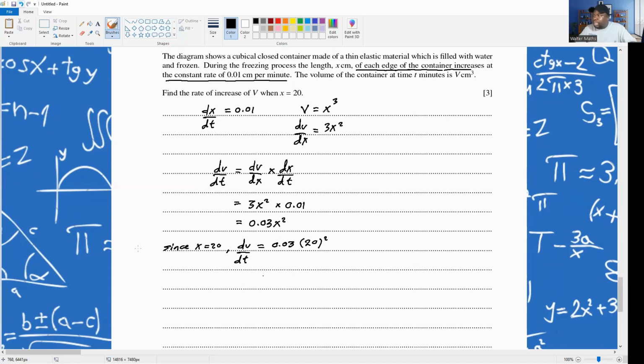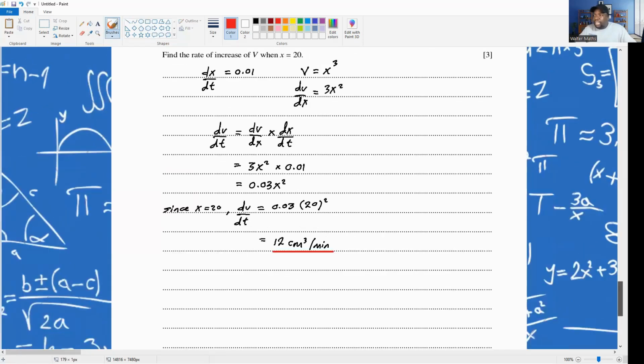Okay, let me just do the calculation here. 0.03 times 20 squared, and I'm getting 12, okay? So we should get 12 for dV by dt, and the units should be cubic centimeters per minute. All right. So that's the answer right here to question 3, and that's how we do it. Let's move on to the next question, all right?